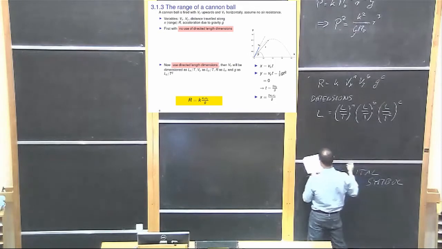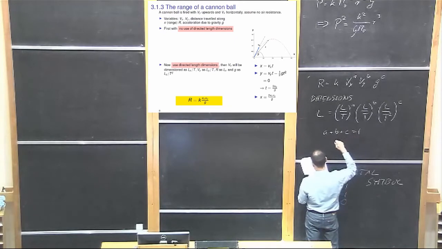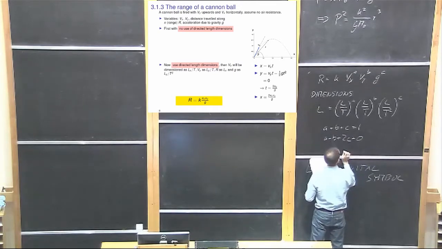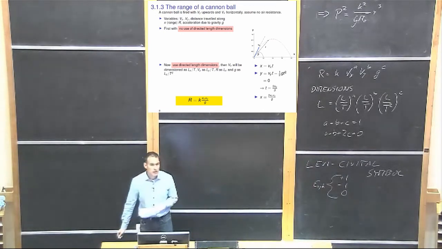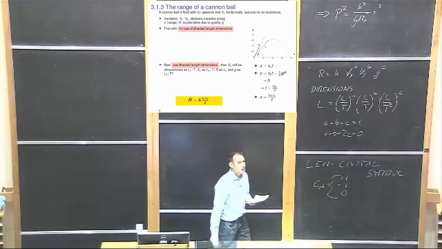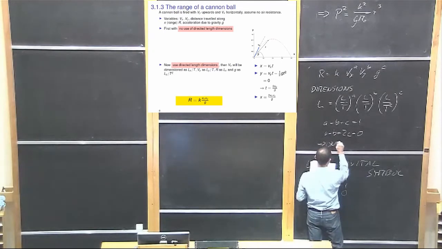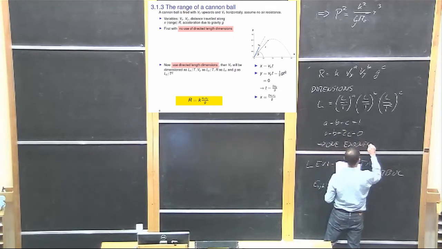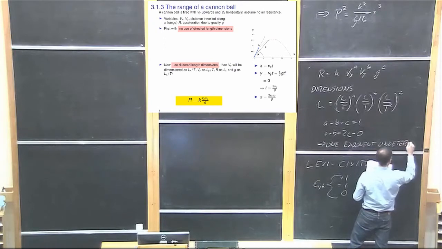If we compare the terms, we get A plus B plus C equals 1, and A plus B plus 2C equals 0. 3 variables, 2 equations, leaves one of the variables undefined, so we're a little bit stuck here. So we get 1 exponent undetermined.